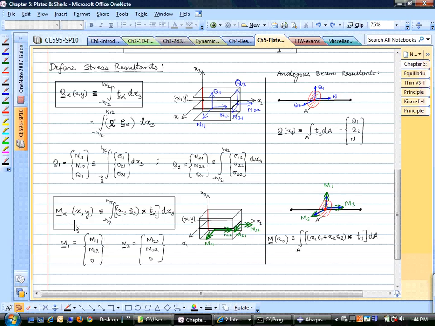Similarly, you have bending moments. These bending moments are obtained by taking the cross product of E3 with the traction. So these are bending moments which are very similar to our beam bending moments, but again we have 4 components. So why don't we have a bending moment in the 3 direction?